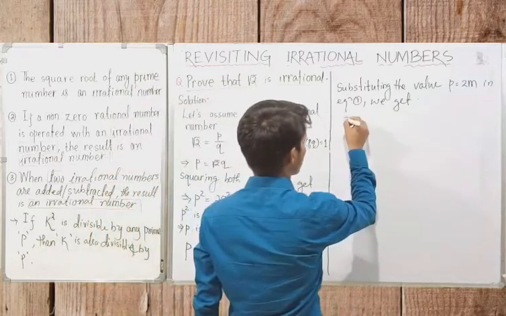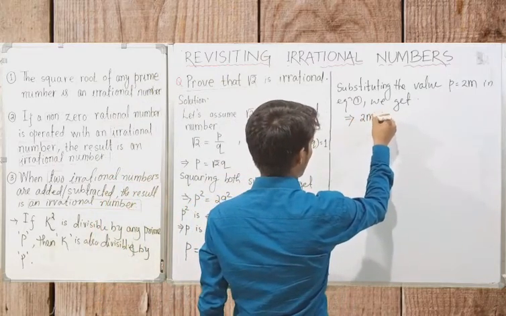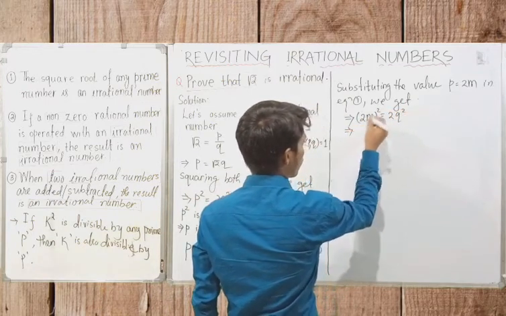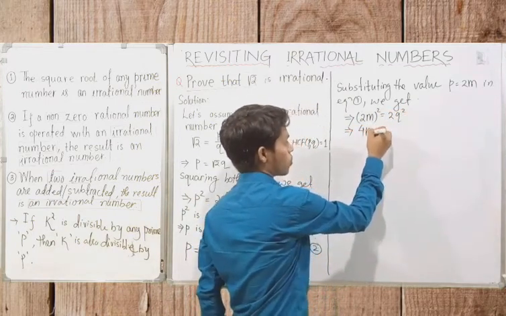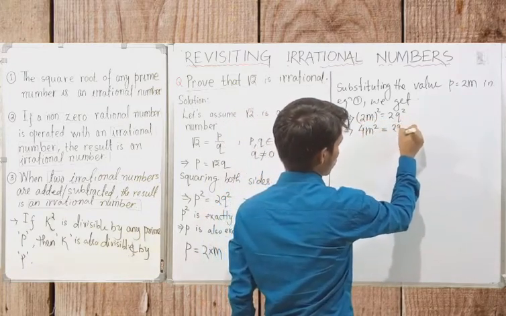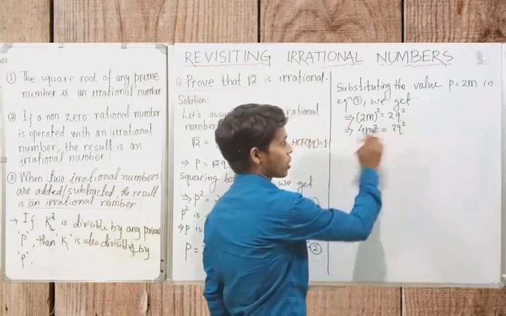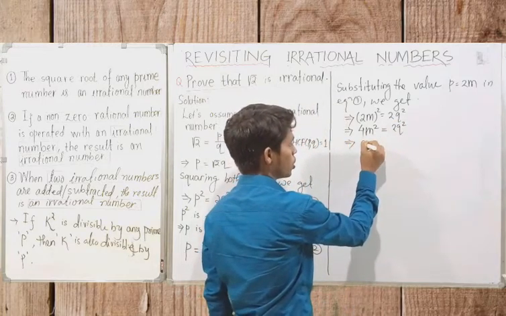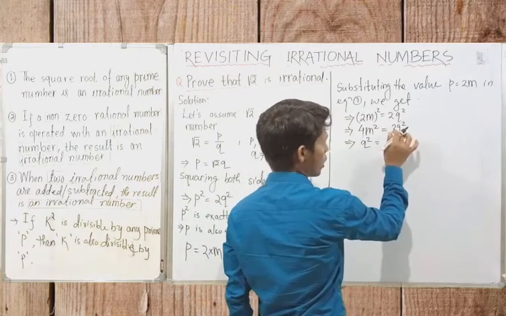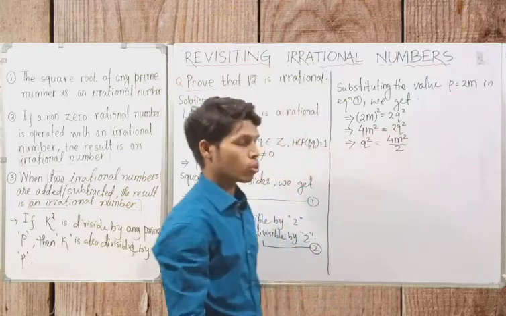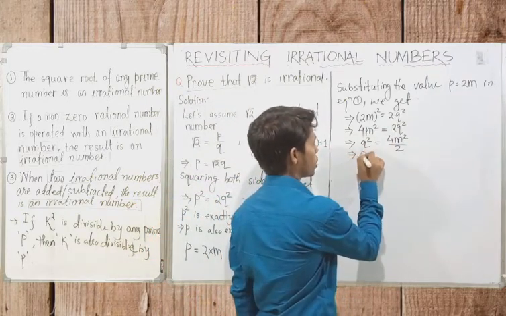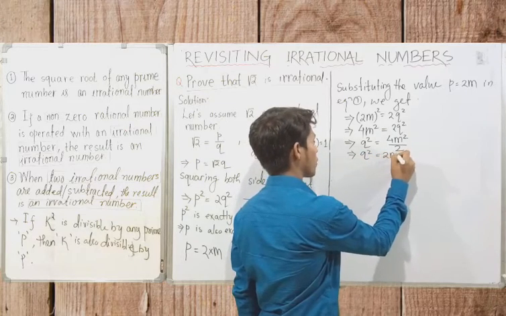So we will get, in place of p, we will write 2m square equal to 2q square. Here 2m square: 2 square is 4, so we got 4m square on the left hand side, and here 2q square. Now let's find the value of q square. If you find the value of q square, it will become 4m square divided by 2. 2 was multiplied here; if you transfer it to the other side, we will divide by 2. Then we will get q square is equal to 2m square.